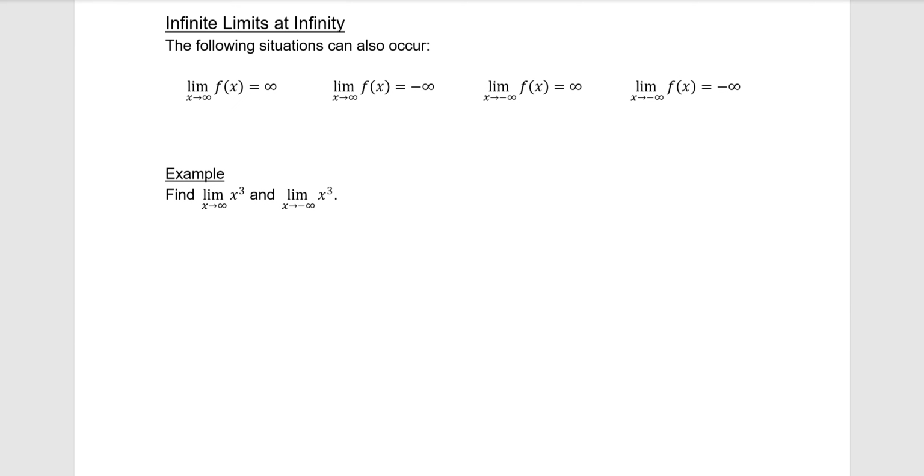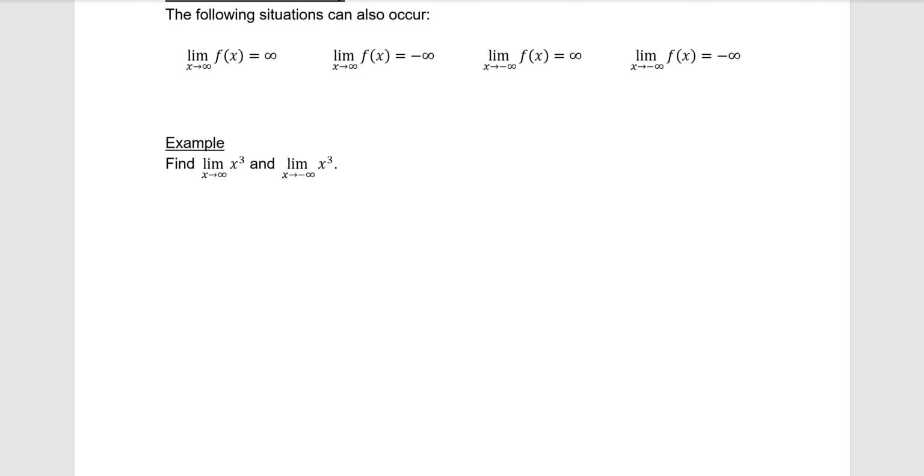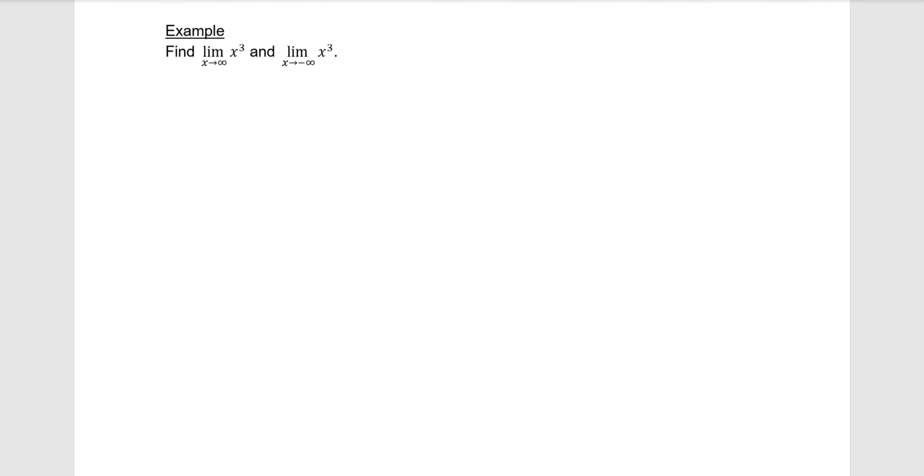Okay, so this is the last concept here with several examples. We have limits at infinity. So this is going to be when we are taking the limit as x goes to positive or negative infinity, and then we can also get an answer being positive or negative infinity. So let's do a couple examples. Let's find the limit of x cubed as x goes to plus or minus infinity.